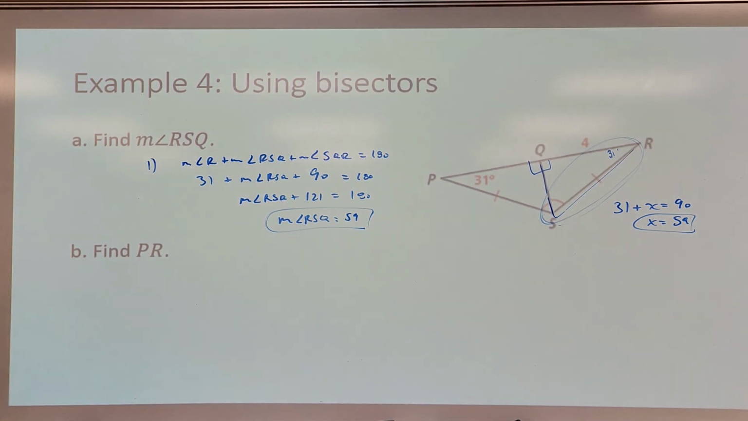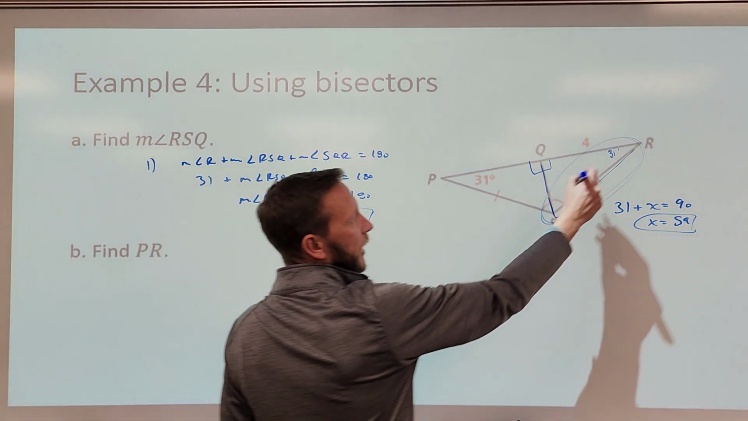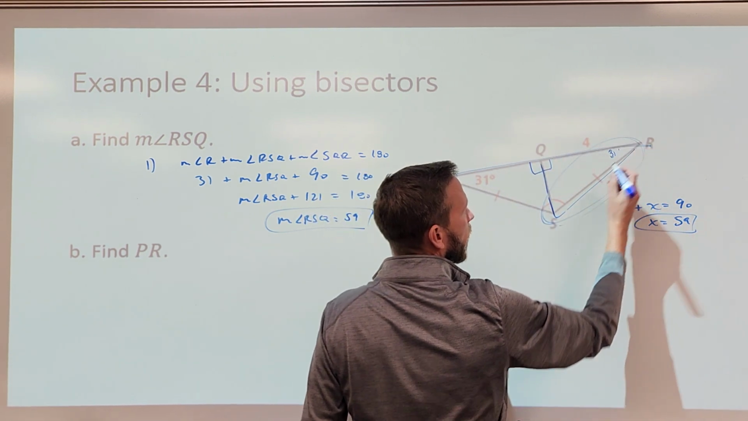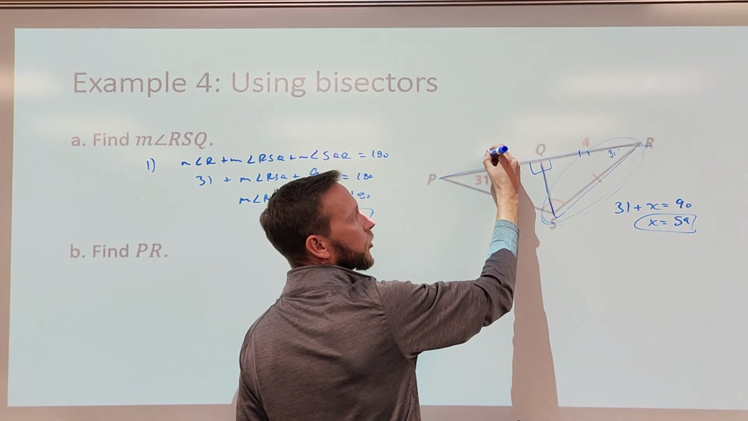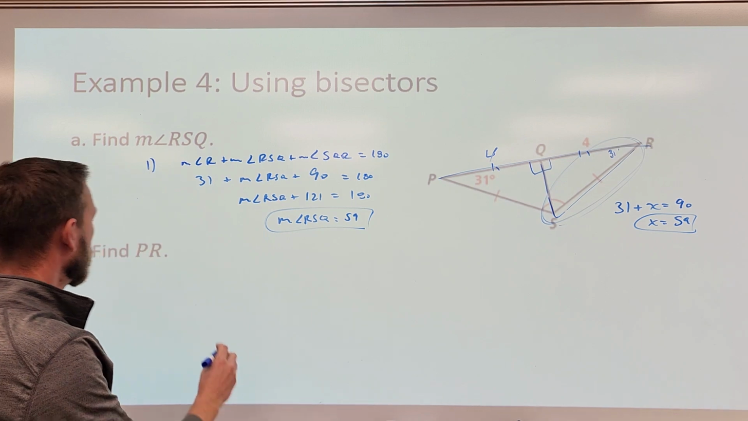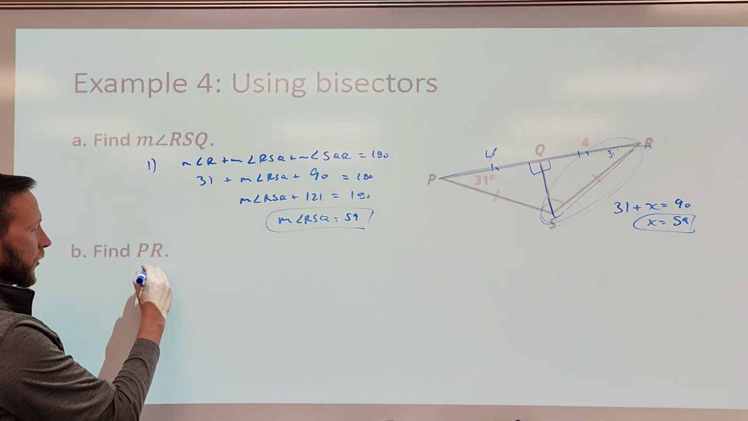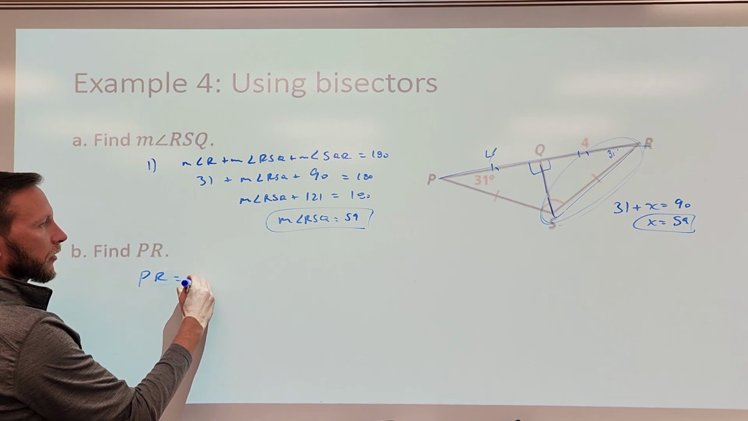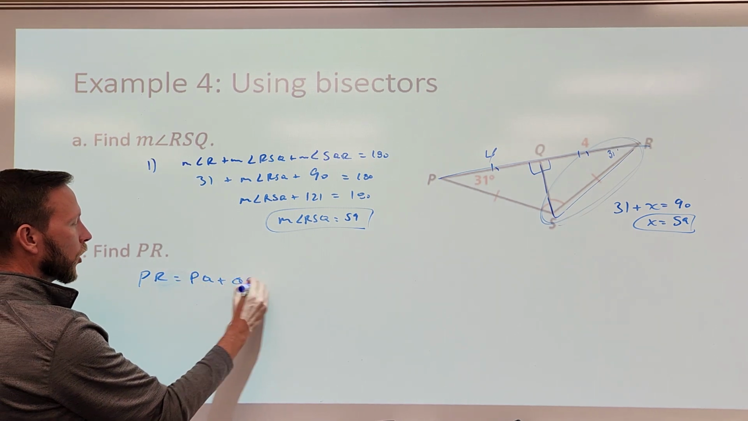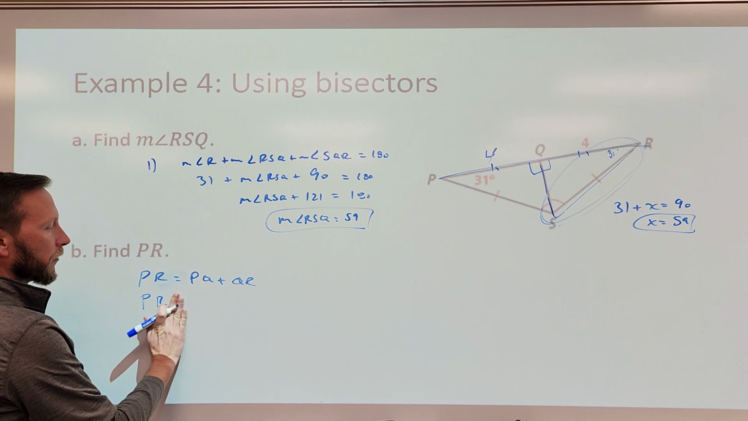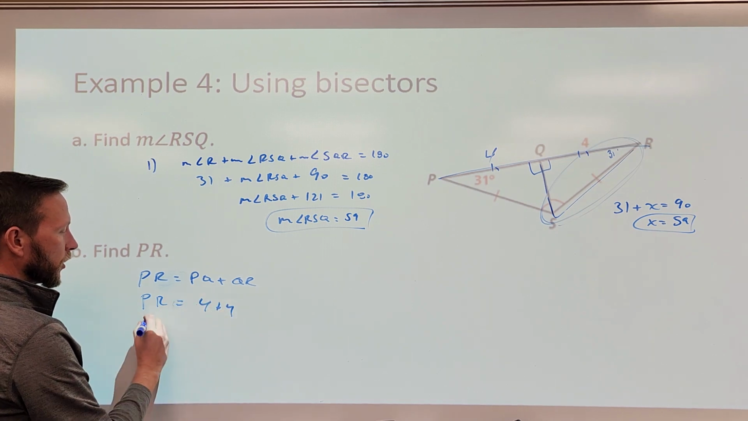All right, finding the length of PR. Finding the length of PR is this whole thing. I know that this is 4, and I know it's congruent to this segment, and it's also 4. So the total there is going to be the length of PR is equal to the length of PQ and the length of QR, which is going to be 4 and 4, which is 8.